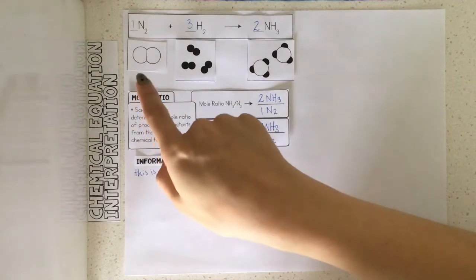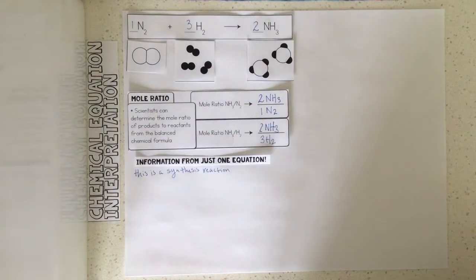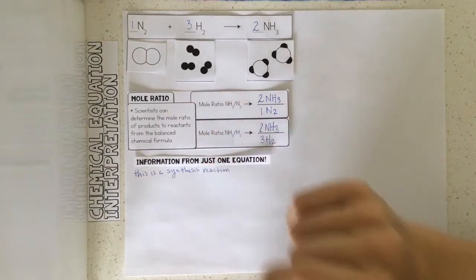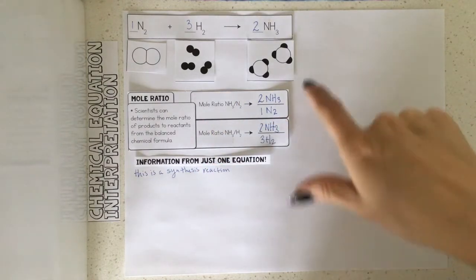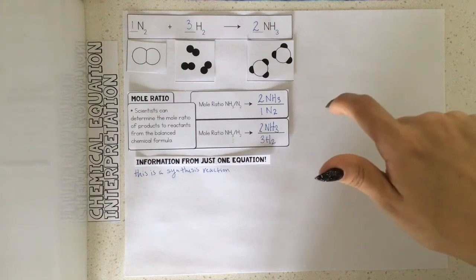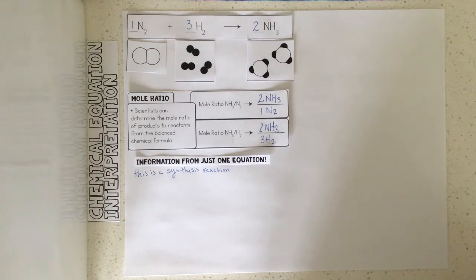I can say that I have 1 dozen nitrogen gas molecules reacting with 3 dozen hydrogen gas molecules to produce 2 dozen ammonia molecules. A mole is just an amount, so you can also say that 1 mole of nitrogen gas reacts with 3 moles of hydrogen gas to produce 2 moles of ammonia.